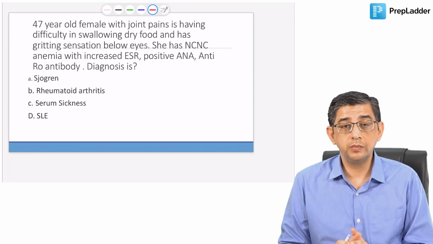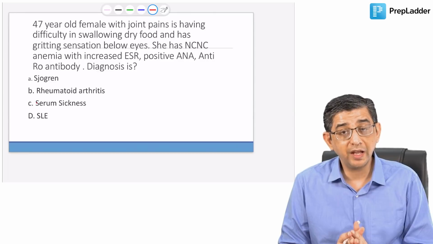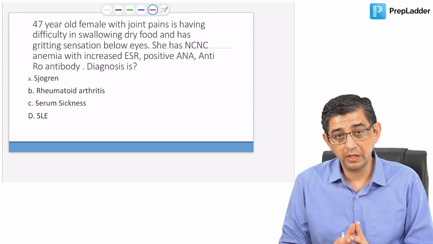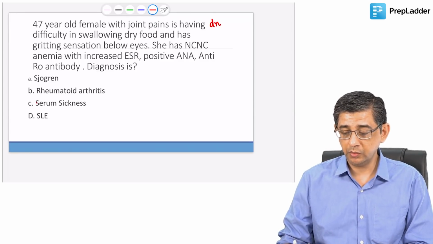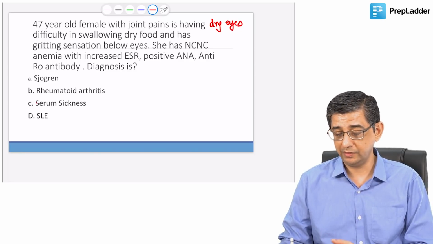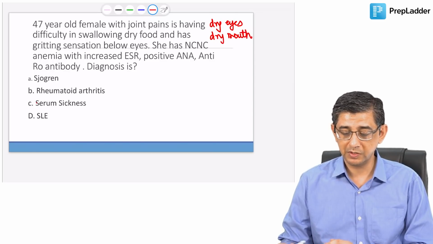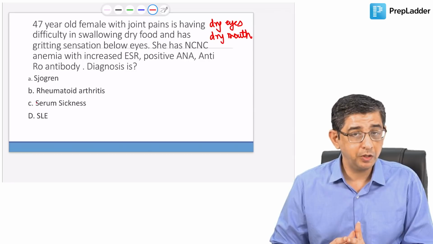The next question talks about a 47-year-old female with joint pains having difficulty in swallowing dry food items and gritty sensation in the eyes. The first two lines of the MCQ are telling you regarding two presentations. One is going to be dry eyes, that's the gritty sensation, and the second is going to be dry mouth, which will lead you to the diagnosis of this case. She is having normocytic, normochromic anemia.